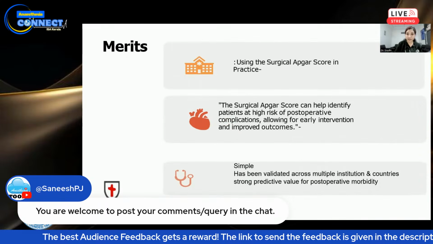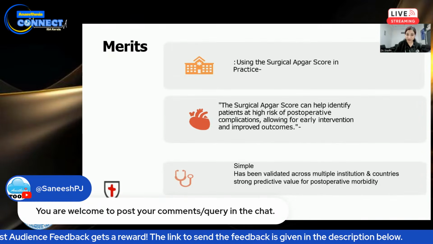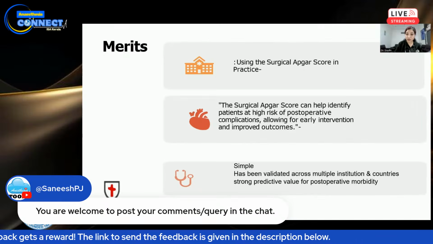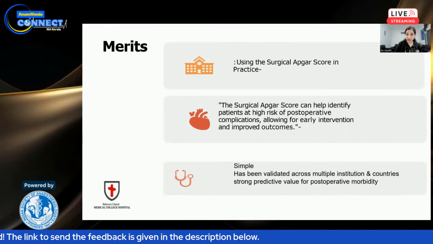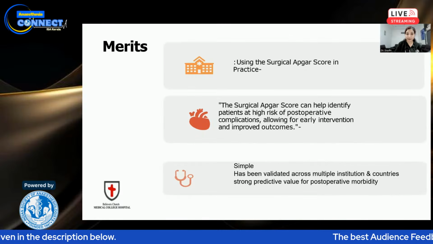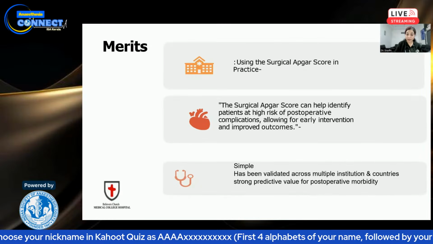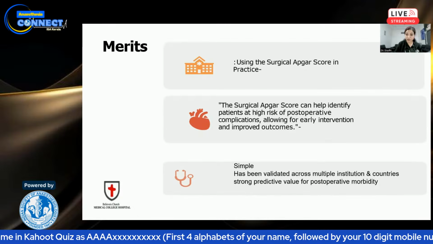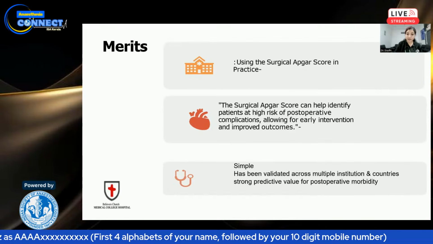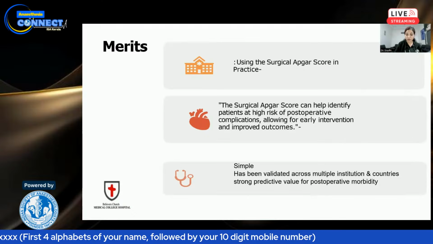The merits of using the surgical Apgar score in practice are that the surgical Apgar score can help identify patients at high risk of postoperative complications, allowing for early intervention and improved outcomes. It is simple and has been validated across multiple institutions and countries and has strong predictive value for postoperative morbidity.